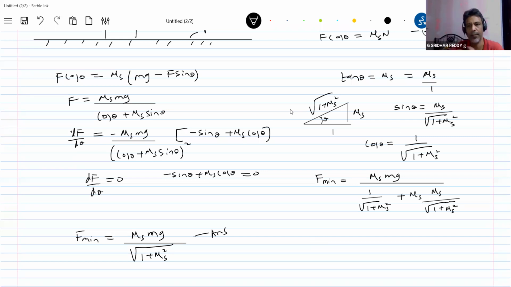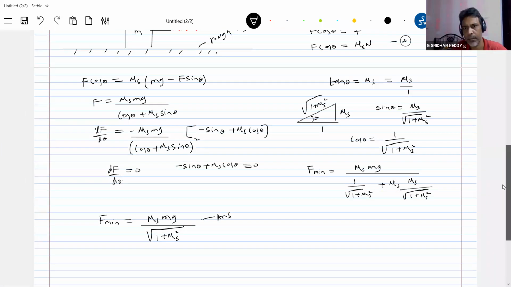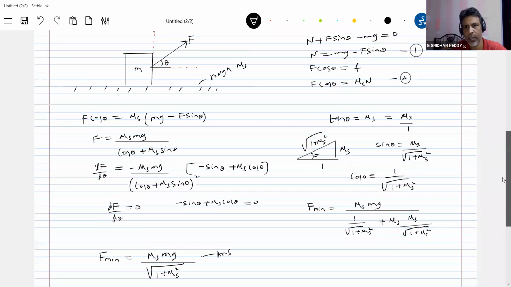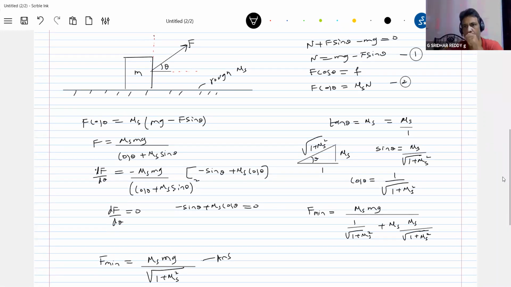What I did, I substituted the sine theta, cos theta values. All the total derivation is here. We have substituted these particular values of sine theta and cos theta at this place. Then solving for that, we will end up here. Here 1 plus mu s square will come in the denominator, so it will be the root of 1 plus mu s square. So we'll end up with this one.